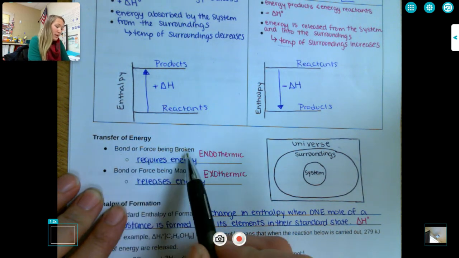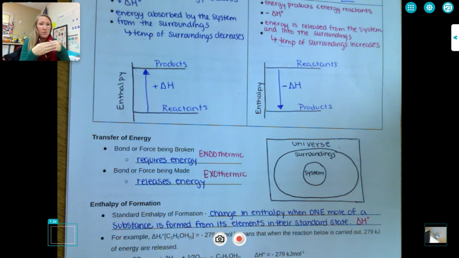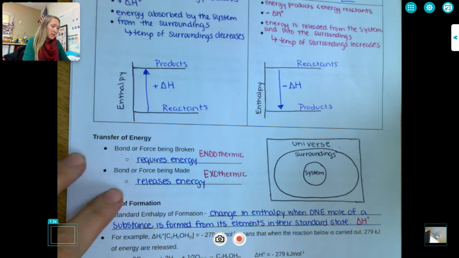Remember that bonds being broken takes energy to do so. They want to stay in their bond. They're at that really low potential energy. So I have to put energy in to break my bonds, right? It's like when you made model kits, when we had the model kits out back in chemistry, and you put them together and they went together pretty easily, but when you pull them apart, you really had to pull to get those apart. It took energy to break those bonds.